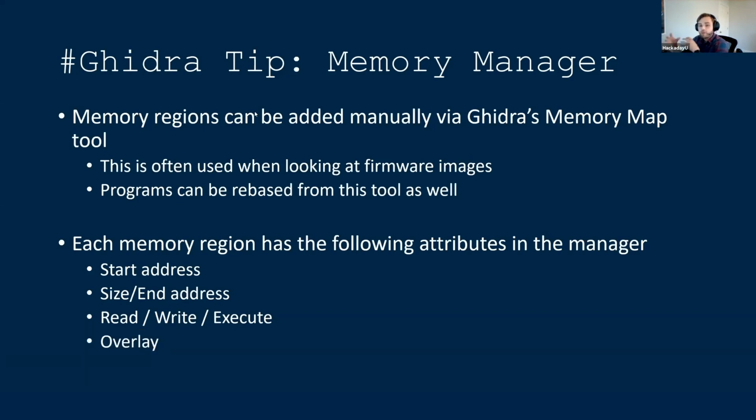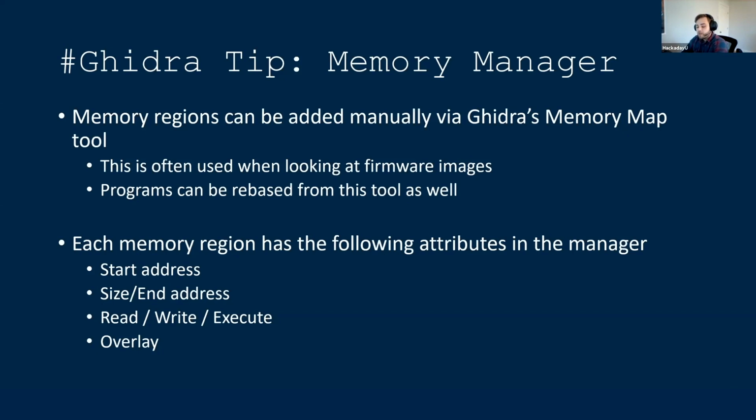The memory manager lets you add memory regions to Ghidra's baked-in memory map. We haven't had to do that for the ELF files because all that information is already in the header, and Ghidra can do that. For each memory region you might add to the memory map, you can set things like the start address, the end address, and the memory permissions, whether it's read, write, or execute.